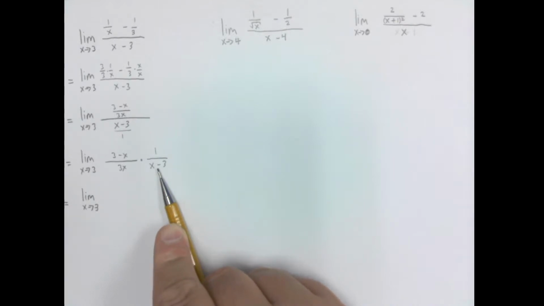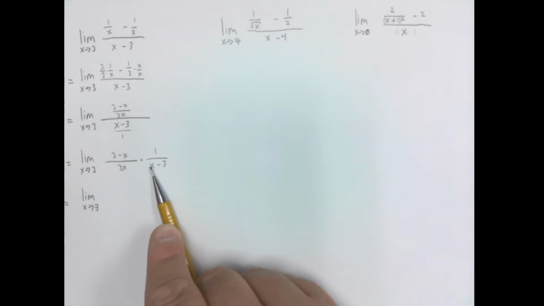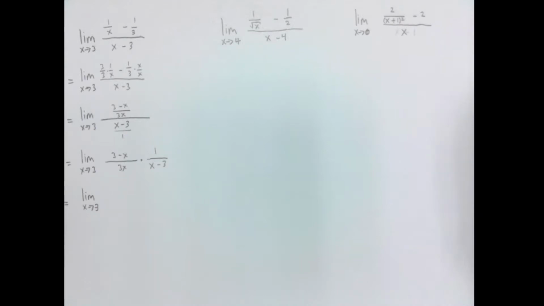However, notice that I almost have the cancellation I'm looking for, but these do not match up currently. We have 3 minus x on the numerator and x minus 3 on the denominator. Those are not the same expression.